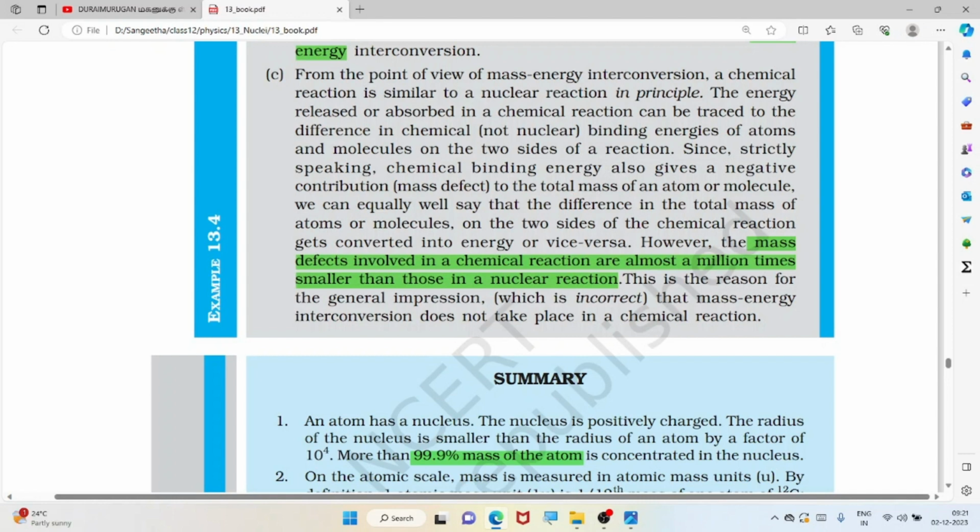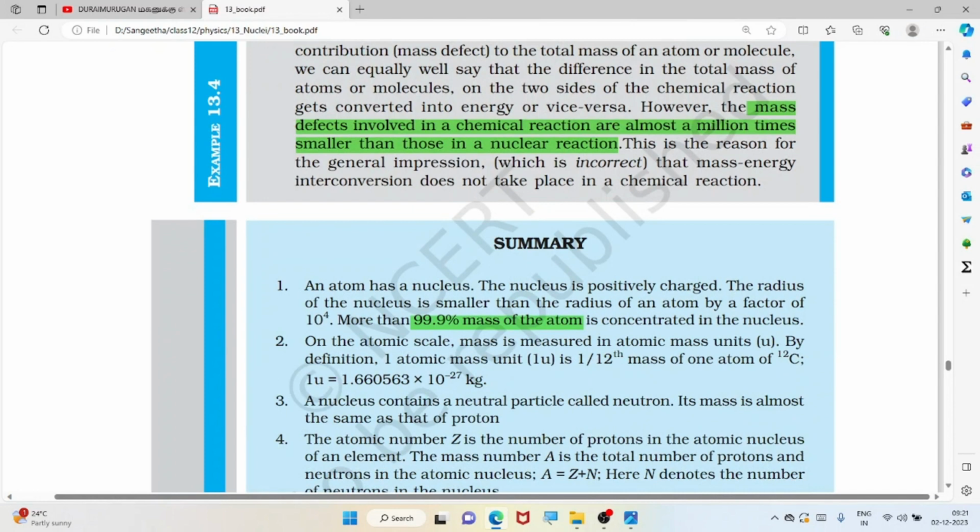We might as well say that the difference in the total mass of the atoms and molecules on the two sides of the chemical reaction gets converted into energy, and vice versa. However, the mass defects involved in a chemical reaction are almost a million times smaller than those of a nuclear reaction. Okay, that is very small. This is the reason for the general impression, which is incorrect, that mass-energy interconversion does not take place in a chemical reaction.